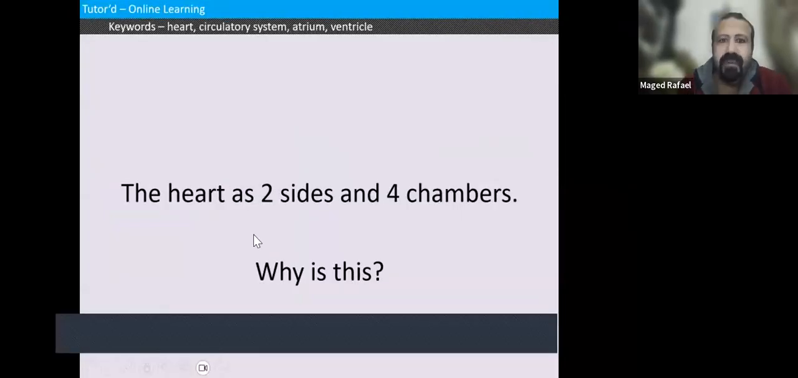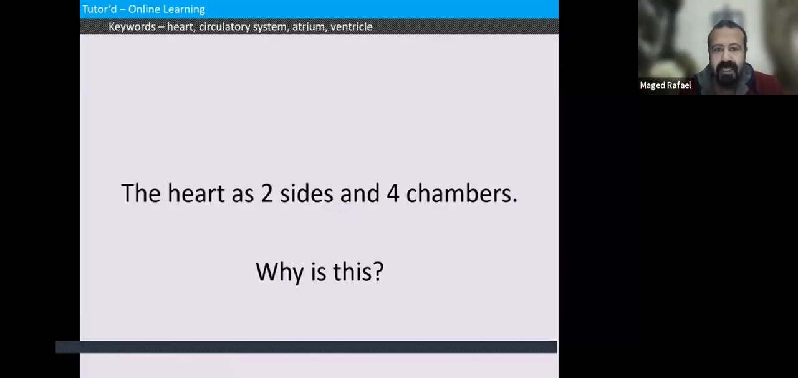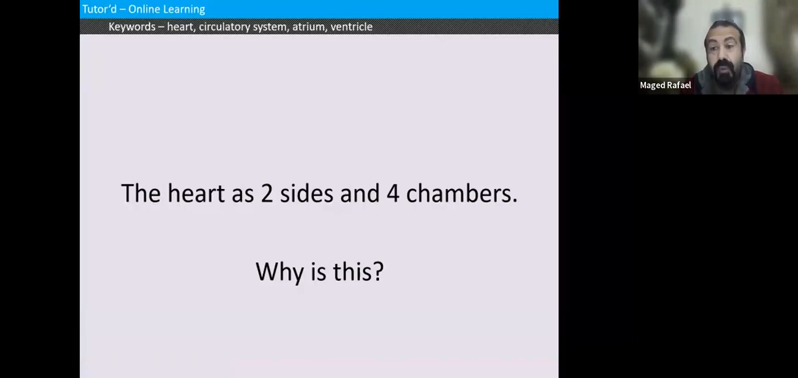So today we will work on the heart and the heart structure, the circulation, everything related to the heart and how the heart plays an important role in blood flow throughout the body. The first slide, we can consider this as a do now activity or warming up. You know well that the heart has 2 sides and 4 rooms or 4 chambers. So could you please write in the chat box why this?